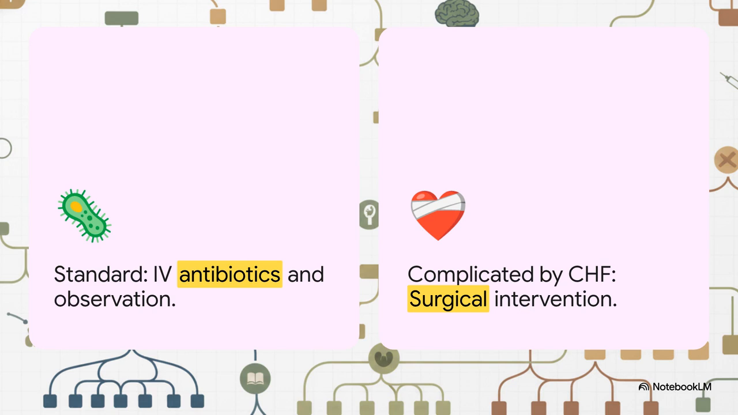Let's say a patient develops a cardioembolic stroke secondary to bacterial endocarditis. The standard stroke algorithm might make you think anticoagulation, but that's wrong here. The right move is IV antibiotics and observation. But the exact moment that conservative approach becomes wrong is if the patient develops congestive heart failure. That single complication recalibrates the answer, making surgical valve replacement the correct next step.